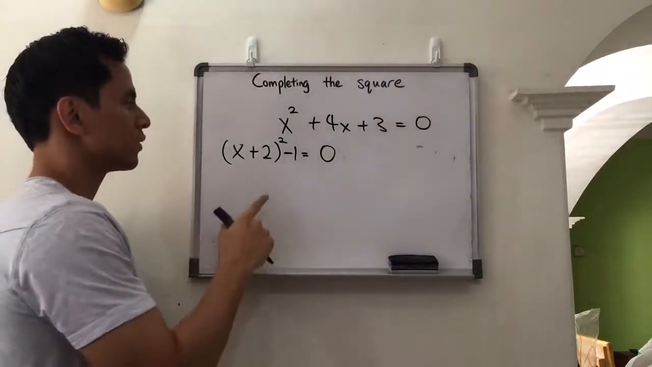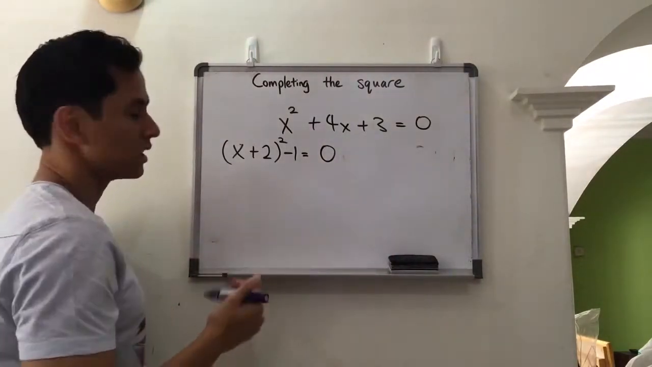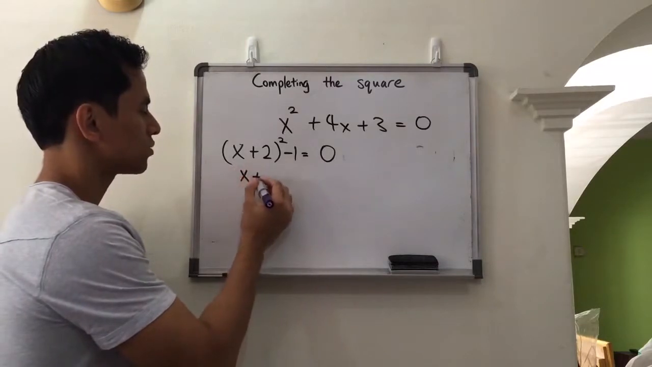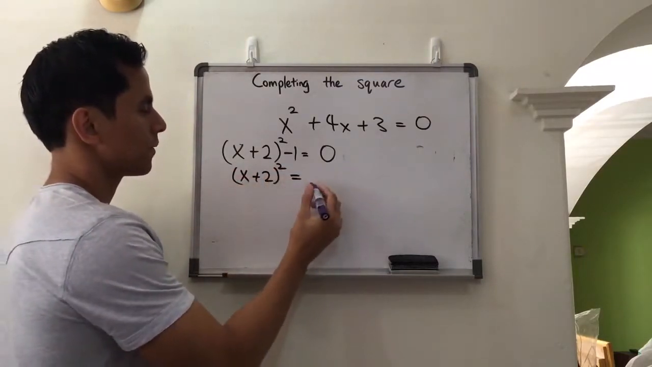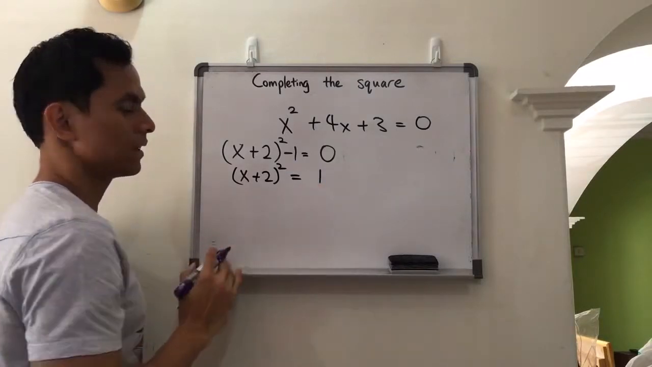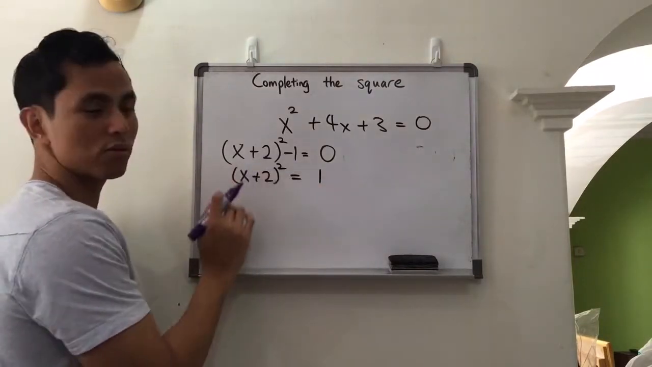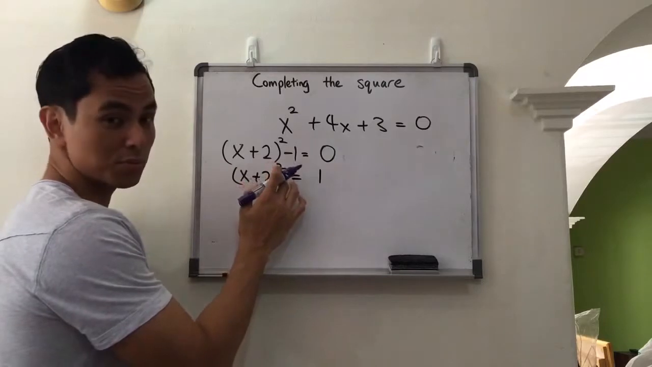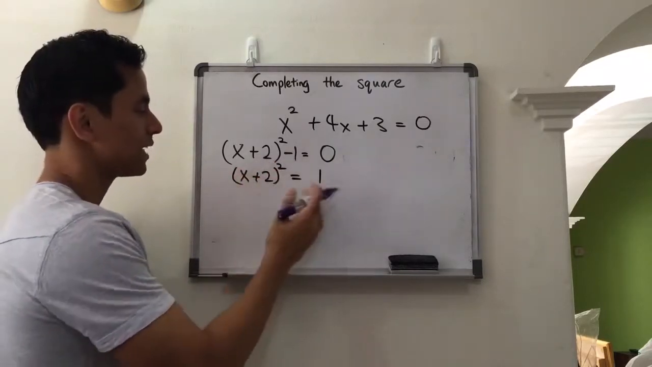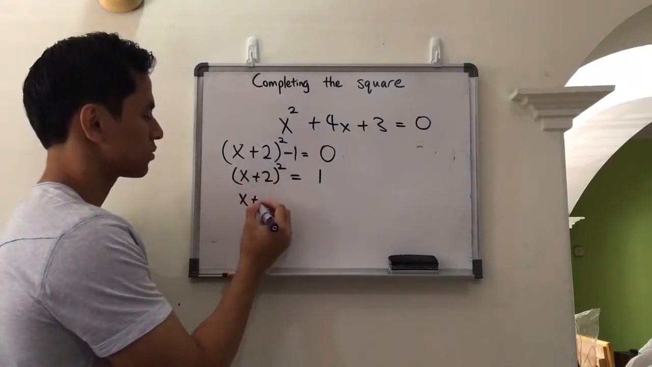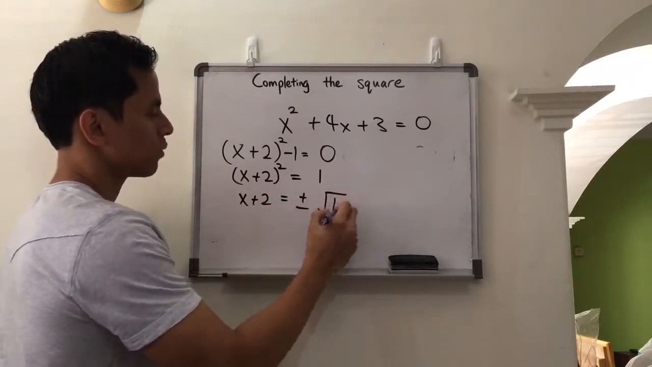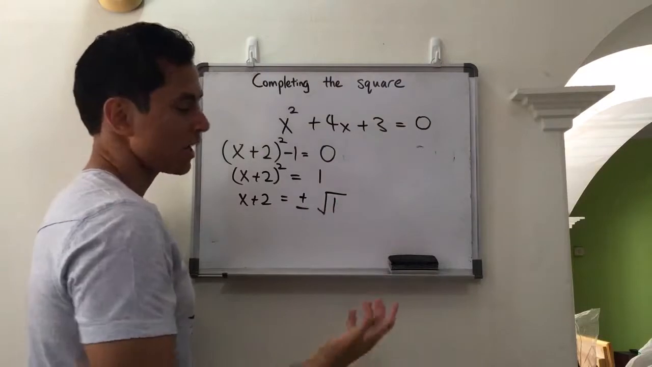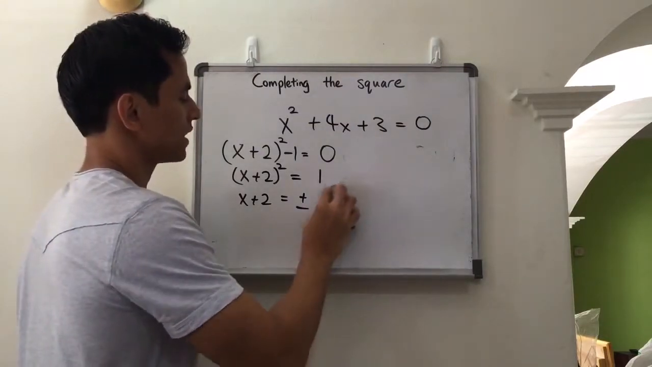So now we're going to solve this part here. We're just going to put (x + 2)² equals 1. And then we're going to remove the square by square rooting both sides. So this will give us x + 2 equals plus or minus the square root of 1. And we know that the square root of 1 is simply 1, so I'll rewrite it as 1.